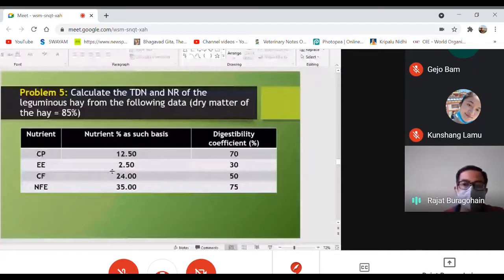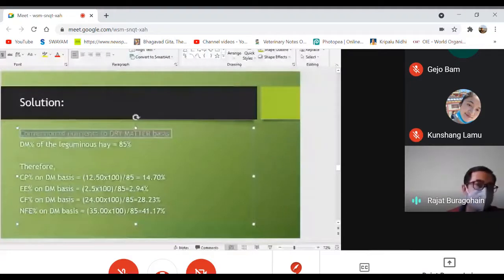Now how will we proceed? Here only the diameter percentage is given. Conversion of nutrients to diameter basis will be your first work. The diameter percentage of leguminous hay is already given, 85%. In the equation, the moisture percentage can also be given. Do not get confused. Now very easily you can calculate.